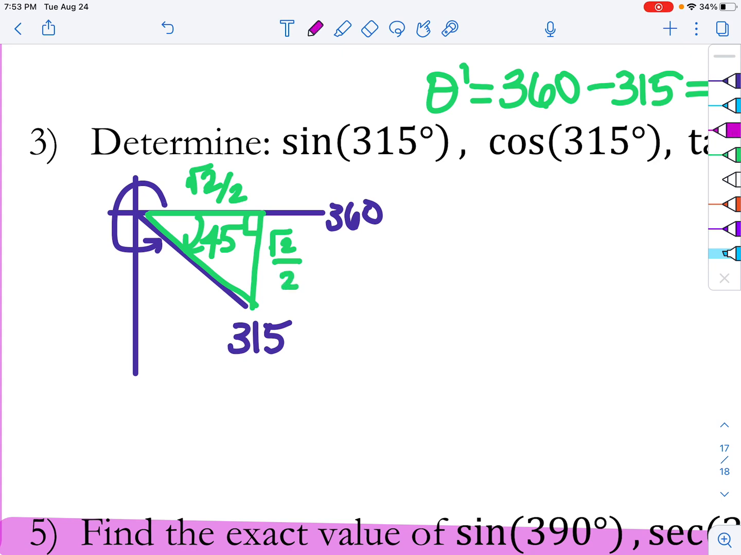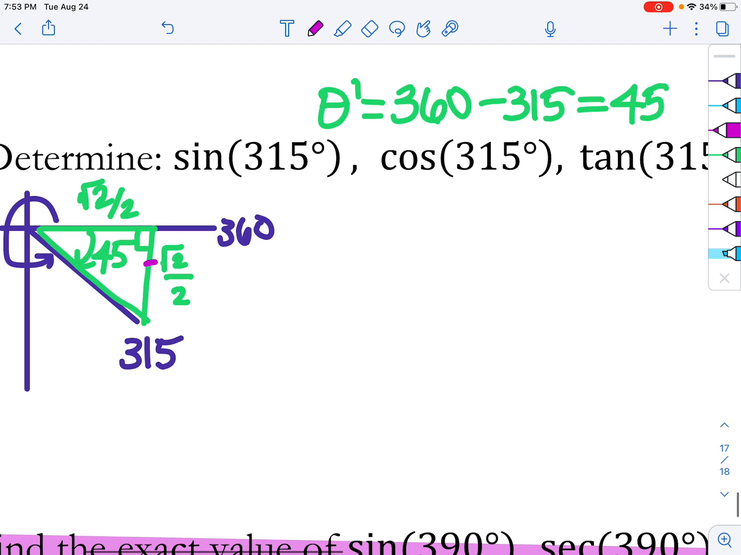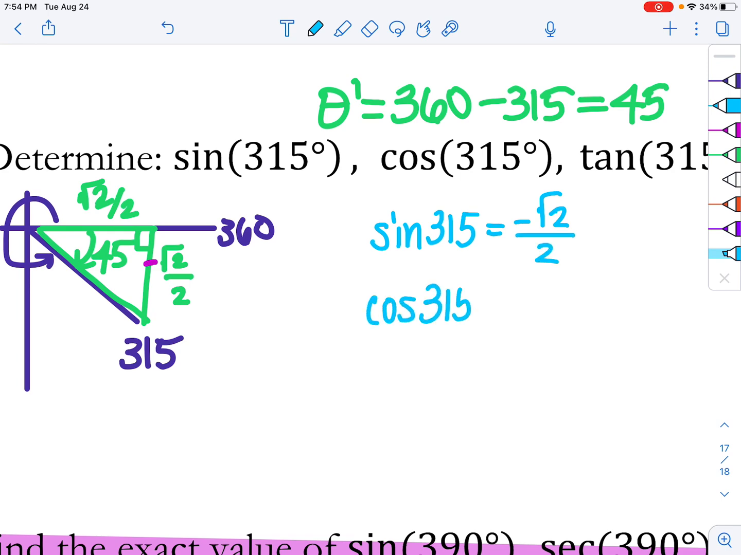Except in the fourth quadrant, sine is negative. So I just remember to put in those signs as I work through. So sine of 315 is negative root 2 over 2. Cosine of 315 is positive root 2 over 2.